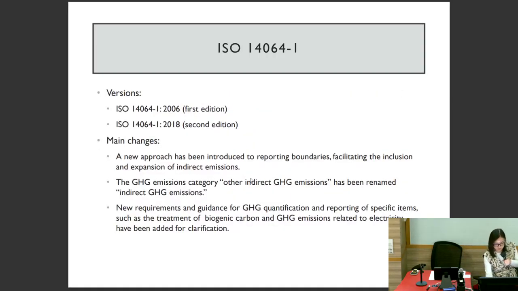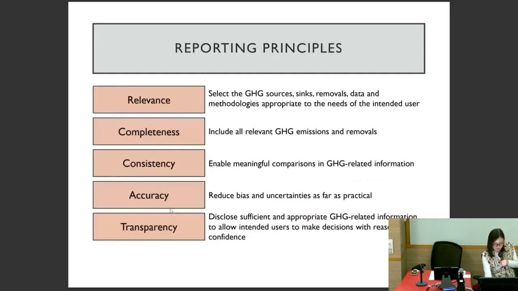So just some update to the second edition. In the second edition, a new approach has been introduced to the reporting boundary, and the greenhouse gas emissions which used to be called other indirect greenhouse gas emissions are now renamed to be indirect greenhouse gas emissions. I think I can skip this.